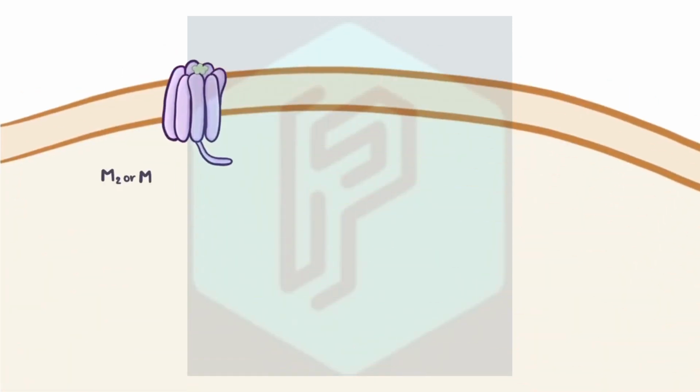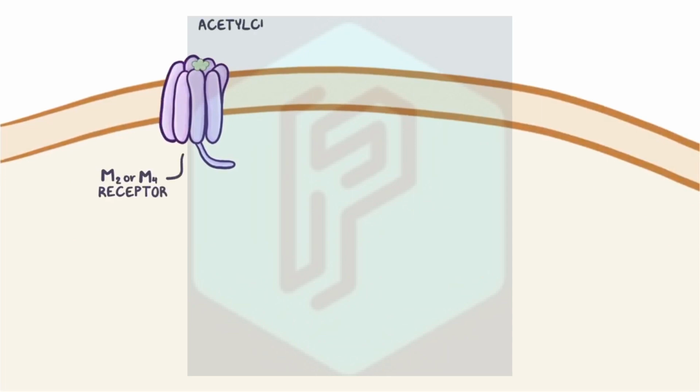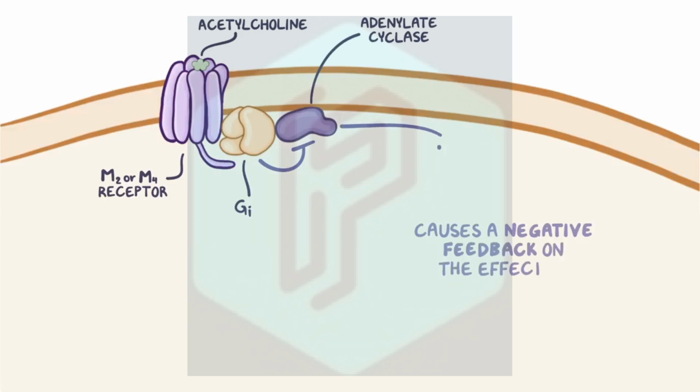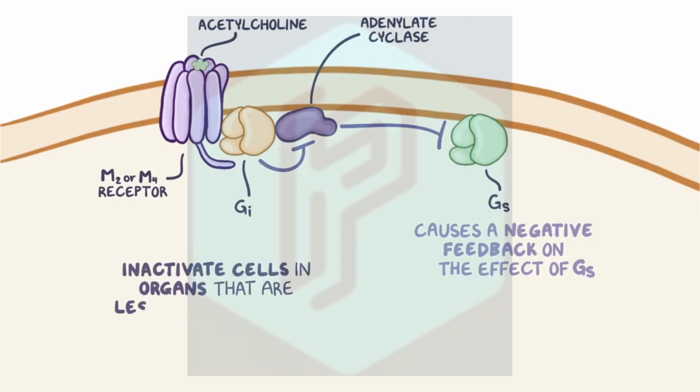Finally, M2 and M4 receptors, and to a small extent M1 receptors, are coupled to the protein GI, which is also bound to adenylate cyclase, but in this case inhibits it. This causes a negative feedback on the effect of the protein GS. This is particularly important in helping to inactivate cells and organs that are less important during the rest and digest parasympathetic response, like slowing the heart rate and keeping the body energy use as low as possible to help digestion.